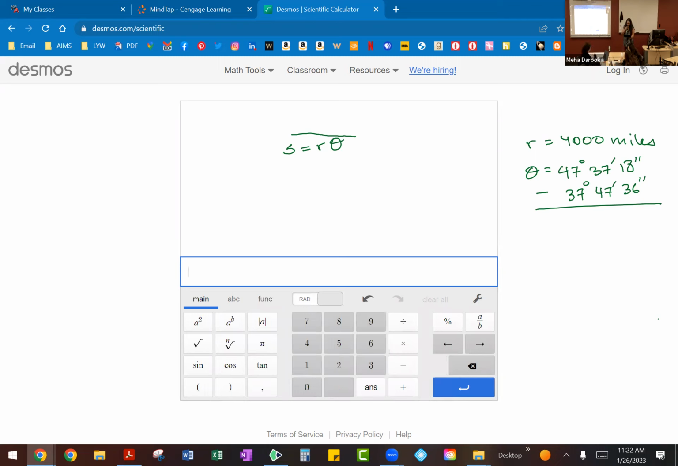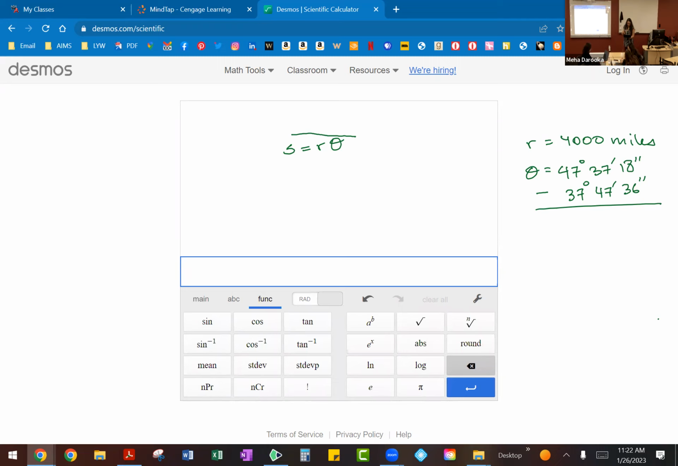I am actually not sure where the symbols are in Desmos. Interesting.